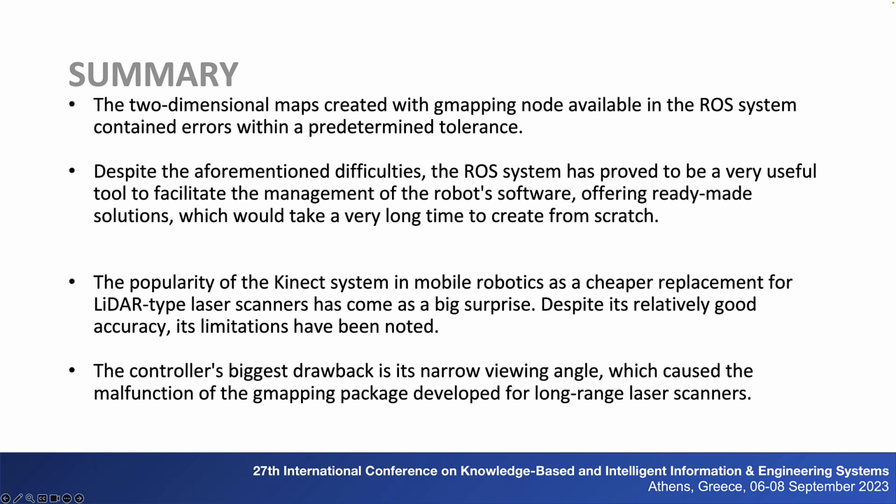The controller's biggest drawback is its narrow viewing angle, which caused the malfunction of the mapping package developed for long-range laser scanners. The problem was partially solved by modifying the default parameters of the mapping package and reducing the robot's movement speed. The minimum distance that needs to be maintained between the Kinect sensor and the object being measured in order for the measurement to be correct also proved to be a problem. A reduction in controller accuracy in low-light areas was also noted. Another problem was the increasing error in the robot's position determined from the encoder readings due to, among other things, slippage between the wheels and the ground or variable wheel geometry during driving.